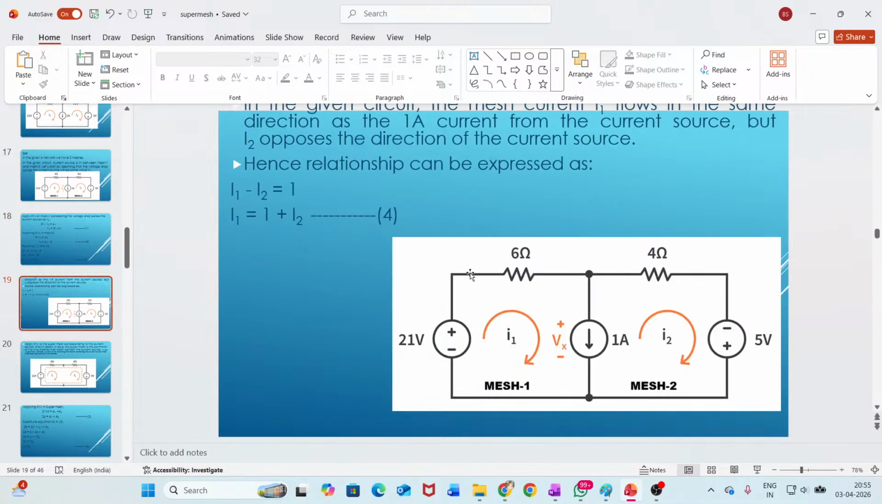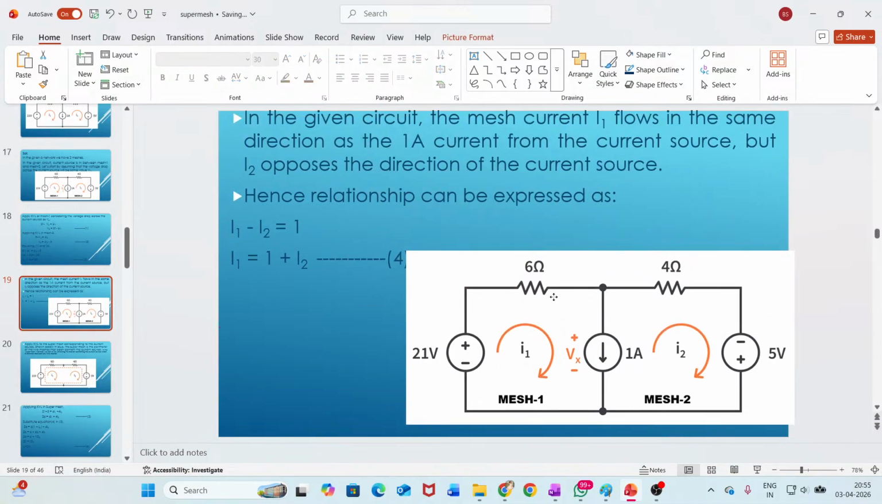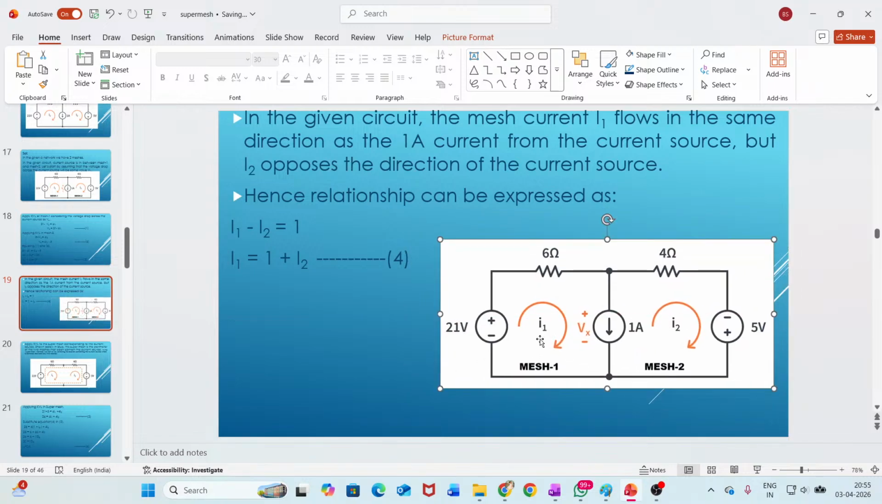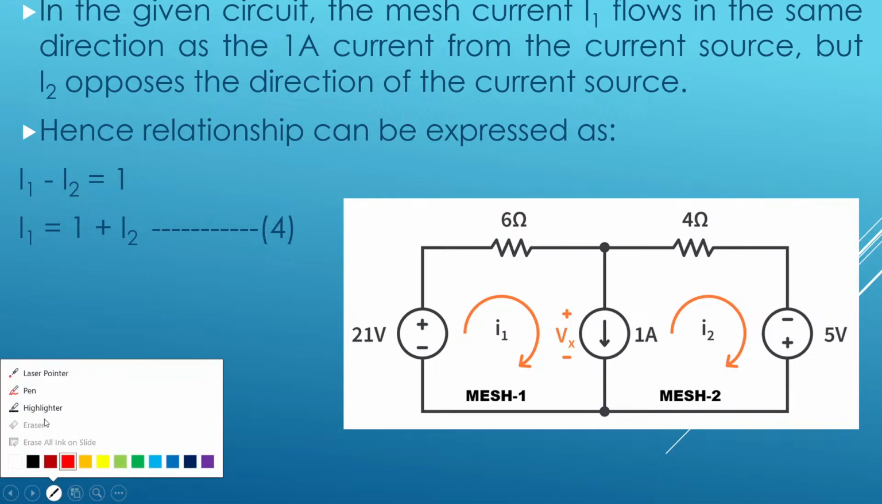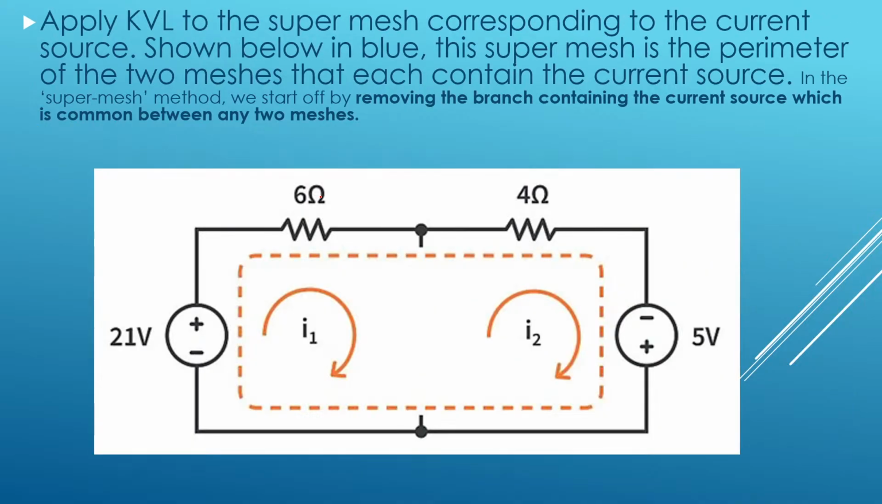Now this equation, which is equation 4 here, I already told you at the beginning. What did I tell? I told you that the difference of I1 and I2 is equal to the current source value. I1 minus I2 is equal to the current source value, 1 ampere. So I have rearranged the terms: I1 equal to 1 plus I2. Consider it as equation 4.